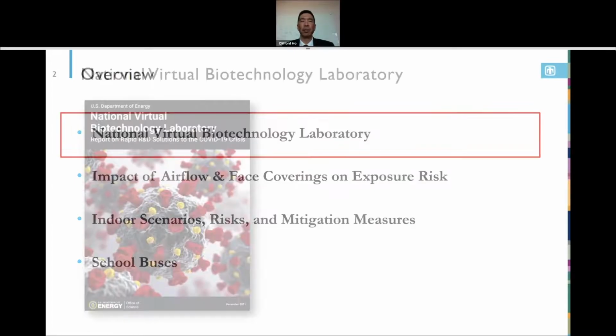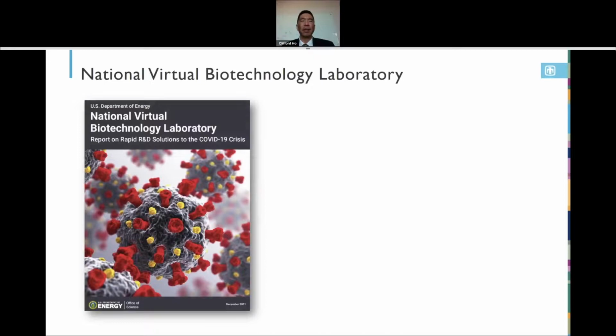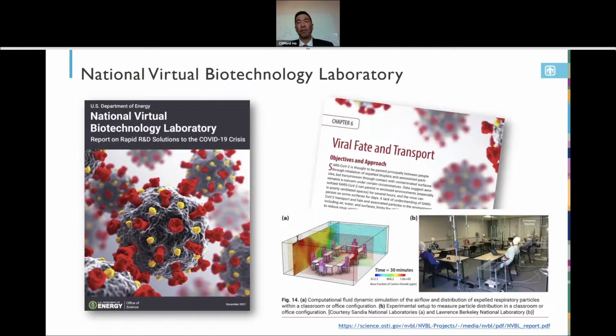So starting with the National Virtual Biotechnology Laboratory, this is a consortium of national laboratories that was set up to respond to the COVID-19 crisis. There was a report that was recently published in December of last year that summarizes all the activities which ranged from testing to remediation methods to what we were involved in terms of viral fate and transport.